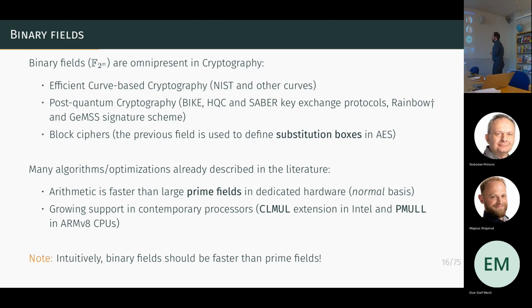Since around 2010, and 2019 I think for ARM, there is native support for arithmetic in those fields. Intel has introduced instructions to do 64-bit polynomial multiplication, and ARM has a very similar instruction on ARMv8. So it's essentially everywhere. CL is carryless multiplication. PMULL is the same thing, it's just that ARM needs their own name. But it's carryless multiplication: you just multiply two 64-bit integers without carries.